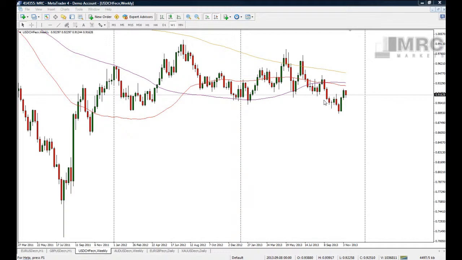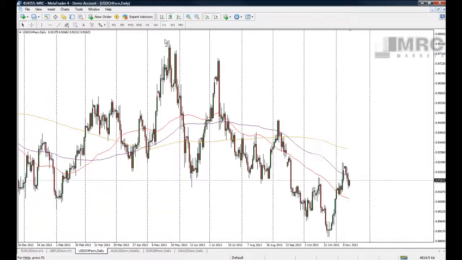Last week's weekly candle on dollar Swiss, well, the last 2 weeks actually, have been quite bullish. We had a bullish engulfing candle 2 weeks back, and then last week's weekly candle was also nice, a bullish continuation pattern, a standard bullish candle with a little bit of wick at this side, and it looks like it wants to come up and test this 50-week moving average, which is currently standing at around the 0.93 level.